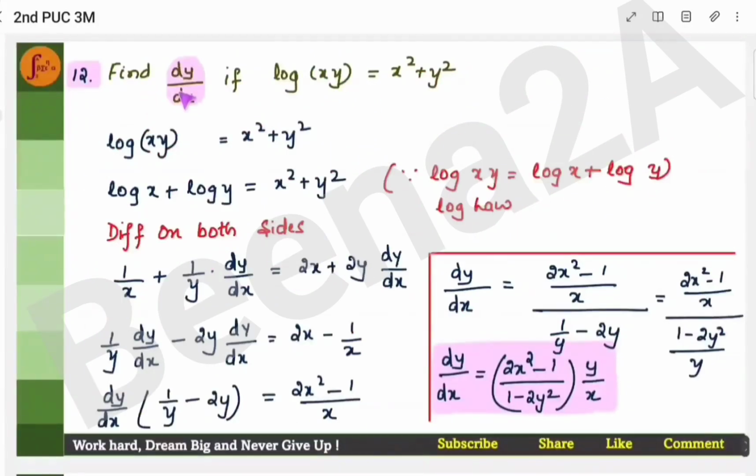So, last problem. Find dy by dx. This is an implicit function. An implicit function is nothing but x and y mixed up. See here, x and y are mixed up, so it's called an implicit function. But it doesn't matter when we solve whether it's implicit or not. What we will do here is take log of xy. Log xy can be written as log x plus log y based on the logarithmic law. So I'll split this like this. Now I'll differentiate on both sides. Then get all the dy by dx terms on one side and the x terms on the other side, and then you will find dy by dx.